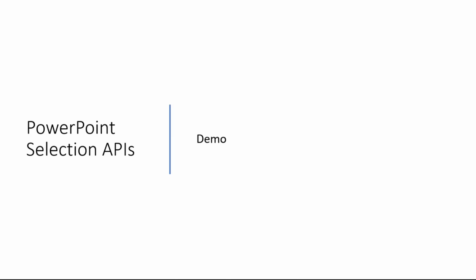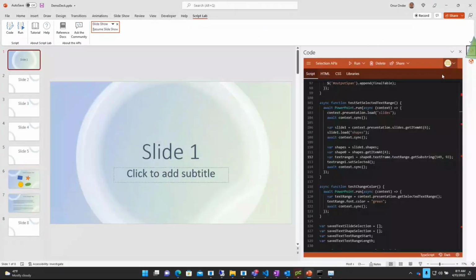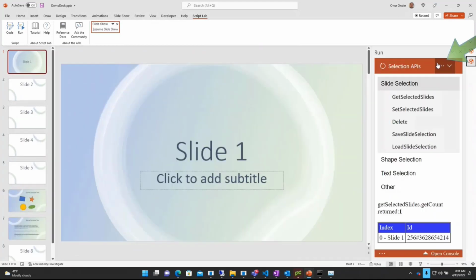Given that, I would like to jump to a live demo on these. Let me see if I can share my screen. Here, I created an add-in using ScriptLab using some of these APIs, and I would like to do some selection related stuff.